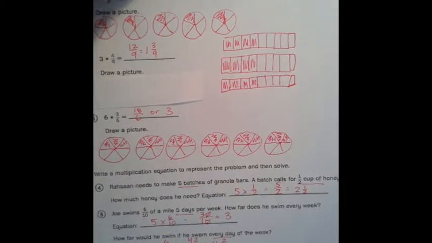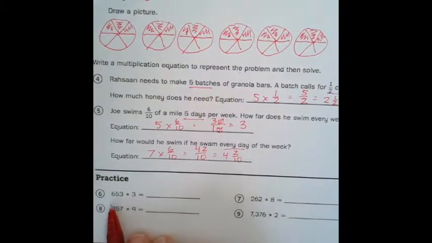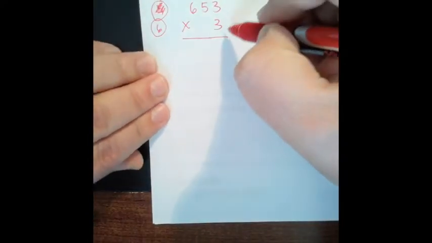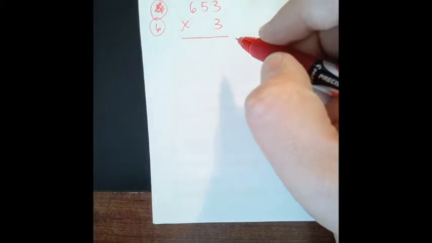Alright, so for our review, at the bottom, our practice is multiplication problems. I'm going to do 6 and 7 for you, and then you'll do 8 and 9 on your own. So number 6 here is 653 times 3. I'm going to do that using the traditional method.